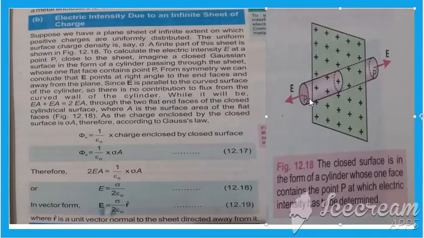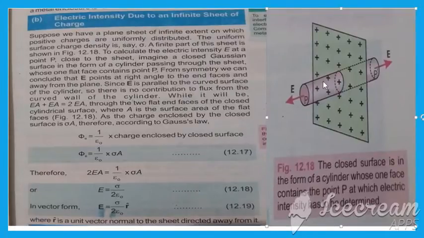As E is at right angle to the flat end faces, electric field lines will pass through the first flattened face and also through the second flattened face. As the electric field intensity vector is parallel to the curved surface, the curved wall, no electric field line is passing through this curved part, because the electric field vector is parallel to it. No field line is perpendicular to it, so no field line is passing through it.